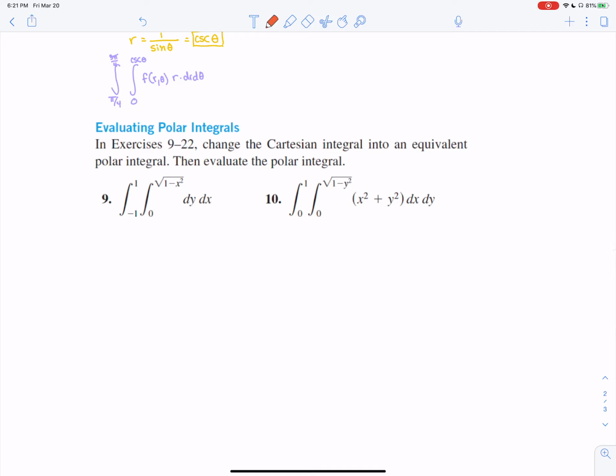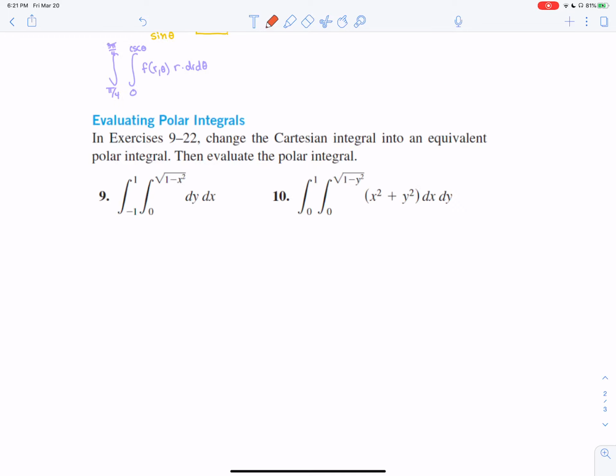Okay, number 9 and number 10. In exercises 9 through 22, we're not doing 9 through 22, we'll just do 9 and 10. Change the Cartesian integral into an equivalent polar integral. So now it gave us the mathematical expression for a certain integral in Cartesian coordinates, and we're asked to convert that into polar. So let's do it.